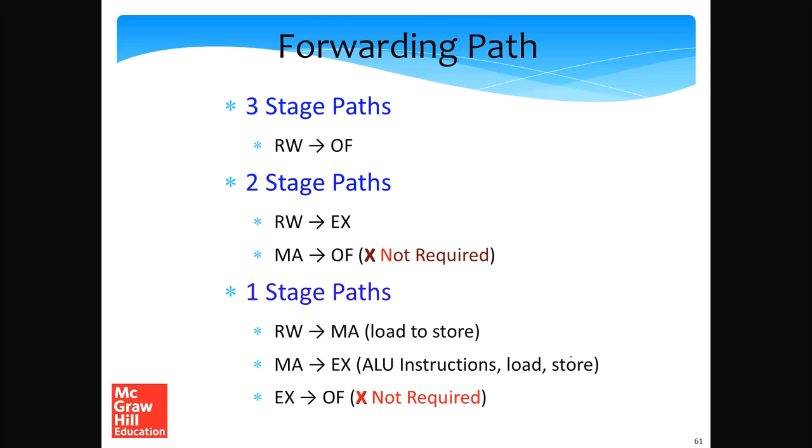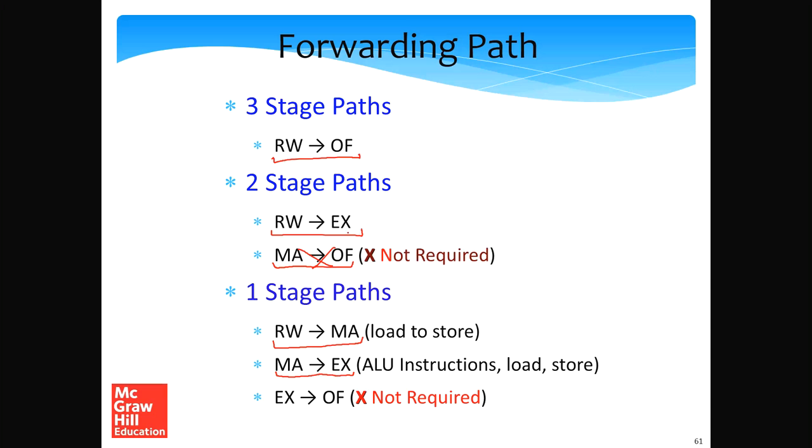We have 4 forwarding paths. We have one path from RW to OF, which is a long 3-stage path. We have a two-stage path, which is RW to EX. Oh, sorry, MA to OF is not required. We don't have it. We have two one-stage paths, which are RW to MA and MA to EX.